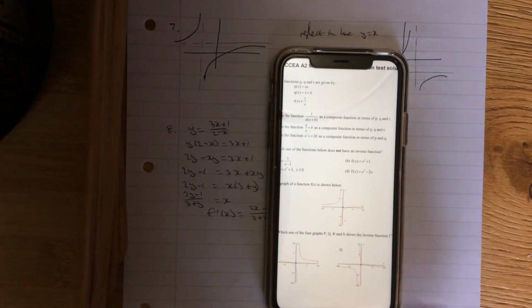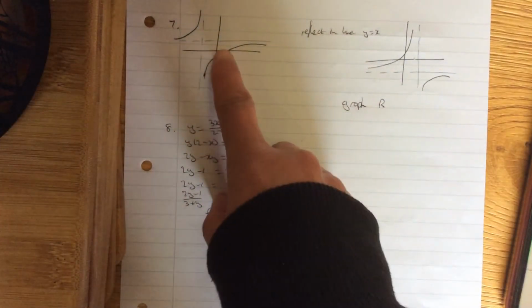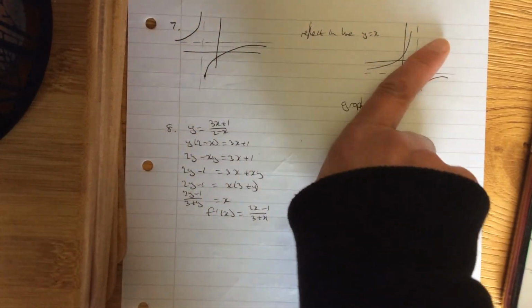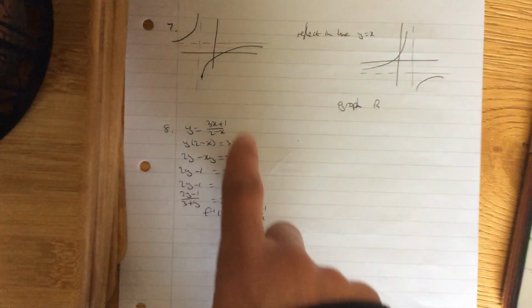Now I get confused if I looked at all the graphs. So I drew out the original graph and I reflected it in the line y equals x. So what was x's are now y's and so on.